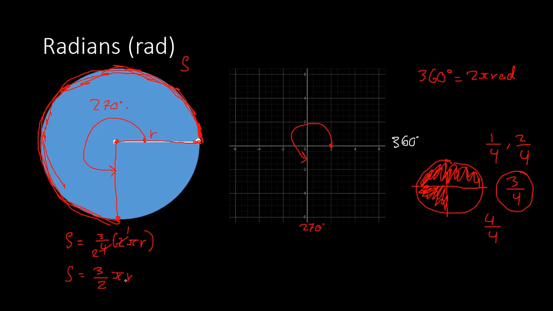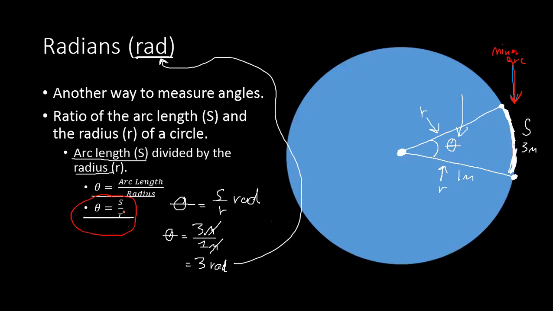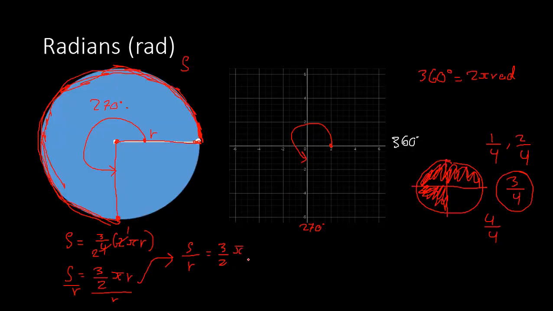Similarly, we divide both sides by r. So we have S over r is equal to 3/2 pi. And again, theta is equal to S over r. Therefore, theta is equal to 3/2 pi radians. So that means 270 degrees is the same as 3/2 pi radians.